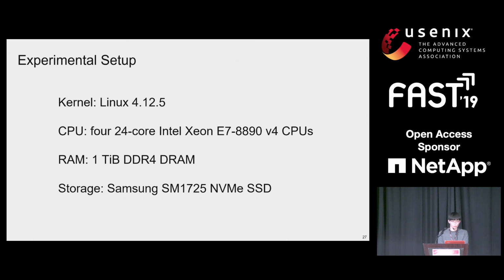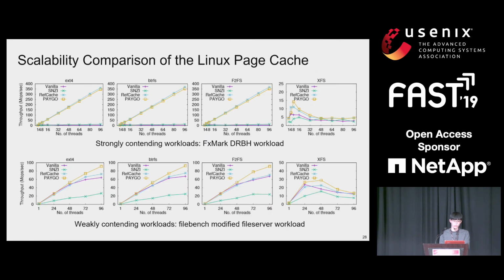So far, we have presented our reference counting scheme, PayGo. The remaining slides will show experimental results that evaluated existing reference counting schemes, including PayGo, in Linux on our 96-core server machine. To evaluate the performance of file operations under strongly contending scenarios and weakly contending scenarios, we ran the shared block read workload intended to stress file systems and a random read workload to disperse contention on the reference counters.